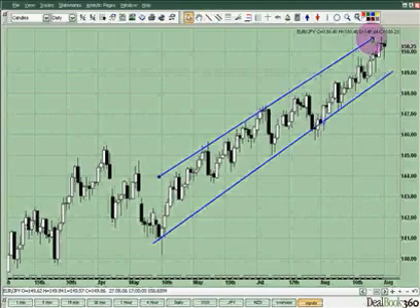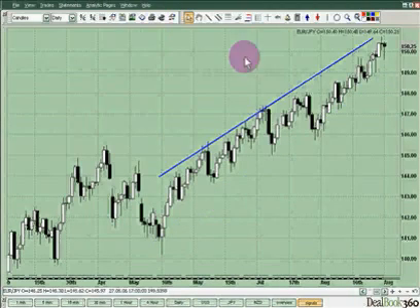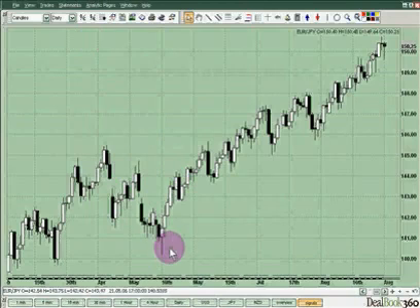See, really, if we were going to draw this trend channel correctly, when it first started, let me show you how to do this. When it first started, you draw the trend line from, let's say, this point to this point.